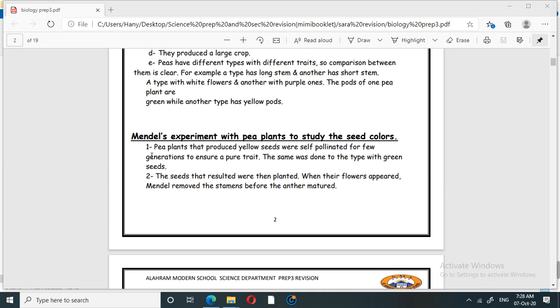Let's start Mendel's experiment with the pea plant. What did he do to study the transmission of genetic traits inside the pea plant? He cut the stamen of one flower to allow it to make cross-pollination with another flower. To prevent self-pollination, he cut the stamen of one of them and made it pollinated with another one.